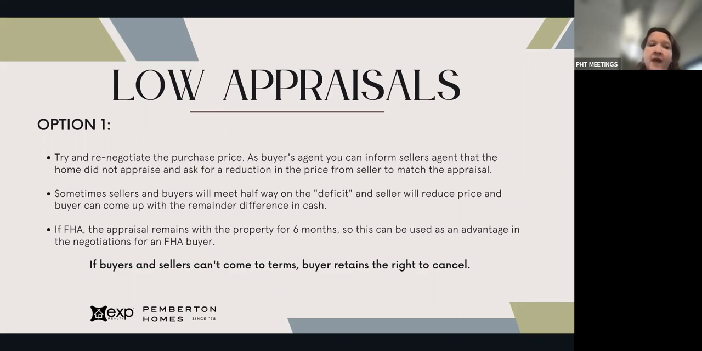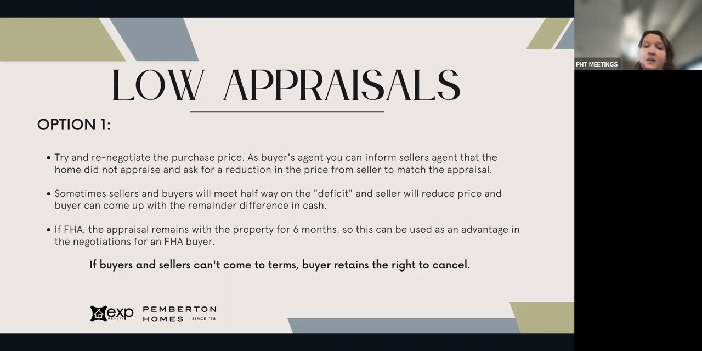It's important to know that if the loan product the buyer is using is FHA, the appraisal remains with the property for 6 months. So this can be used as an advantage in the negotiations for an FHA buyer. And as a listing agent, if you're representing a seller with an FHA buyer and the appraisal comes in low, and the seller is adamant about not reducing their price, that's fine. You can go back to market, but your only option then is a conventional buyer. You can't get another FHA buyer unless they plan on waiting out that 6 months that the FHA appraisal sticks with the property.